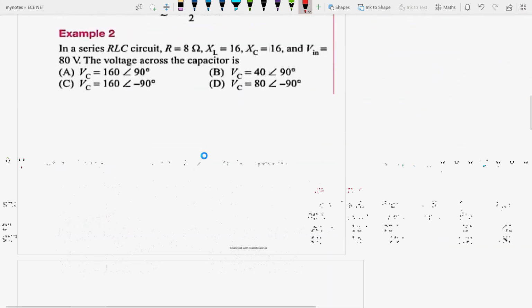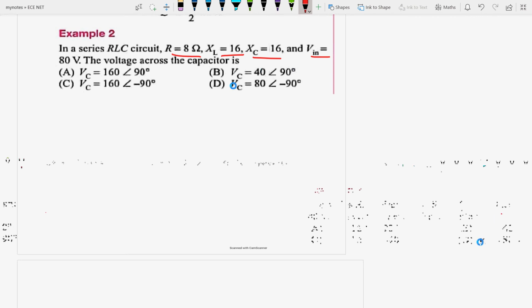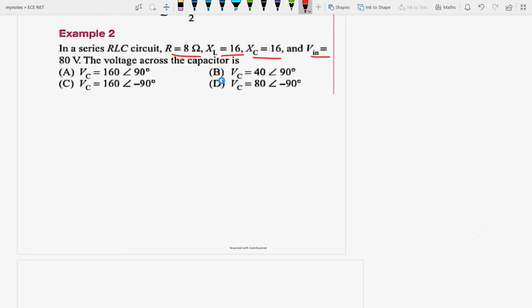Next is: in a series RLC circuit, the given values are R is equal to 8 ohm, XL is equal to 16, XC is equal to 16 again, and V input is equal to 80 volt. The voltage across the capacitor is, see, here you have been given V input and all the component values. The voltage across the capacitor will be what? You know, VC is equal to Q times V angle minus 90 degree.